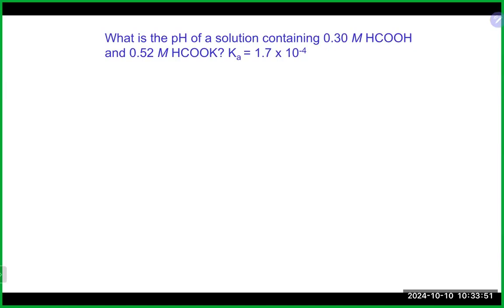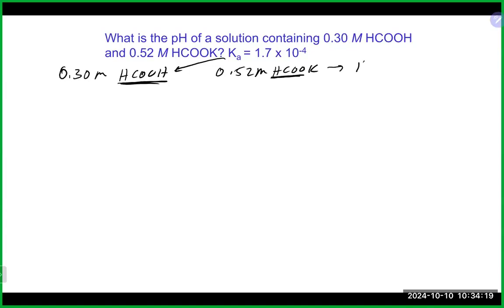so let's take a look at it. So we have 0.3 molar formic acid, and we have 0.52 molar potassium formate. Again, the Ka does go with our acid. You should hopefully be able to relate these guys as being related to each other. Again, the potassium isn't that important here, as this guy would break up into this and this, right?